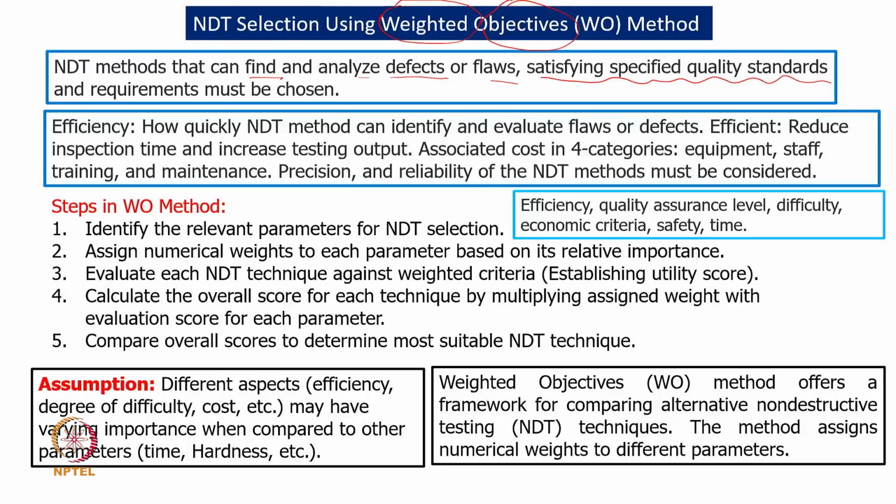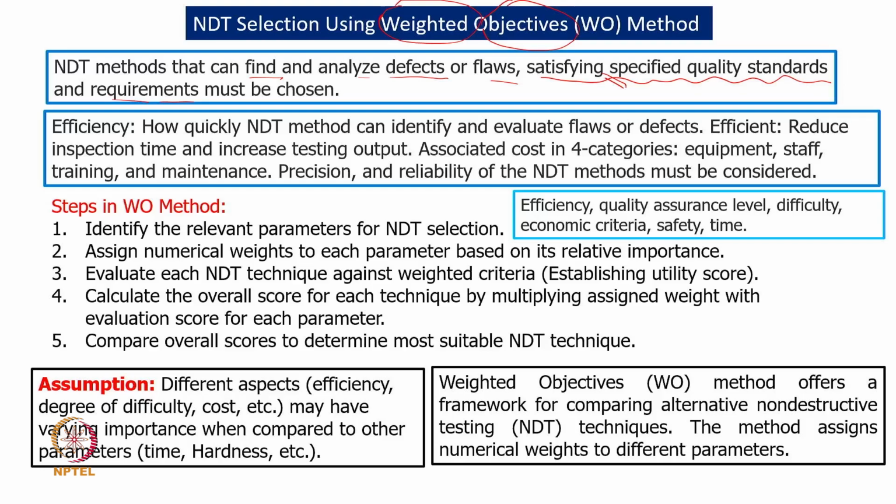So, we are not really reaching the root cause of failures, but we figure it out maybe after some damage has already happened. In that situation, if we are able to capture almost all the flaws, that method will turn out to be the best, and we utilize this optimization method for that purpose. That is why we are saying the NDT method that can find and analyze the defect or flaws, satisfying the specified quality standard and requirements we set, should be chosen or selected.